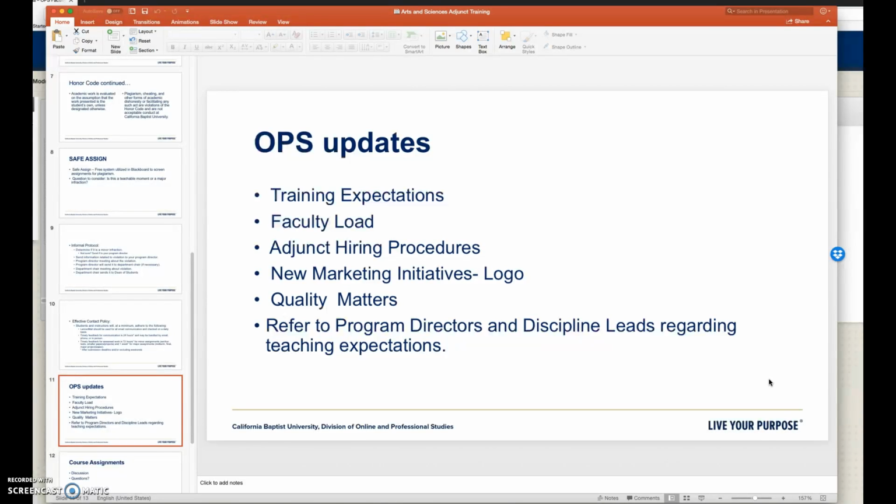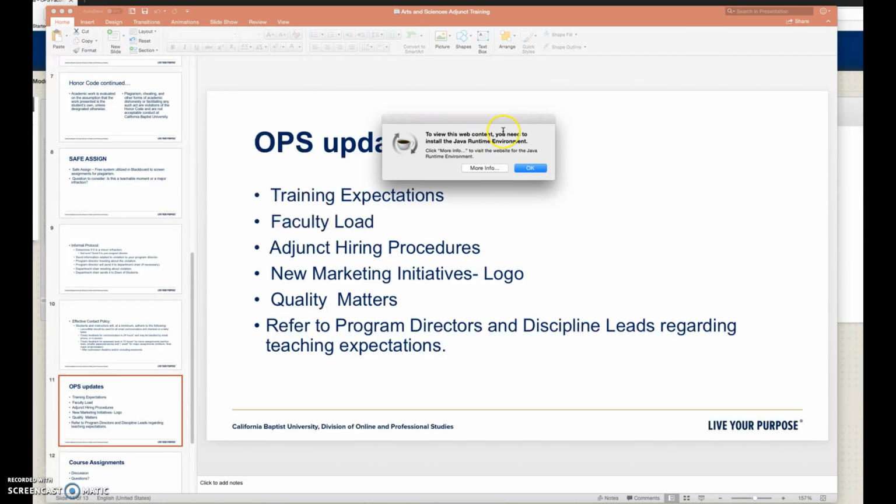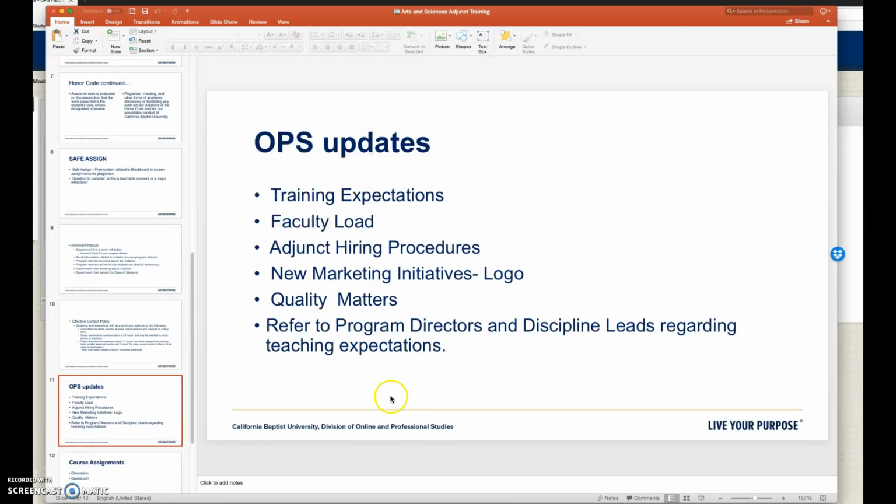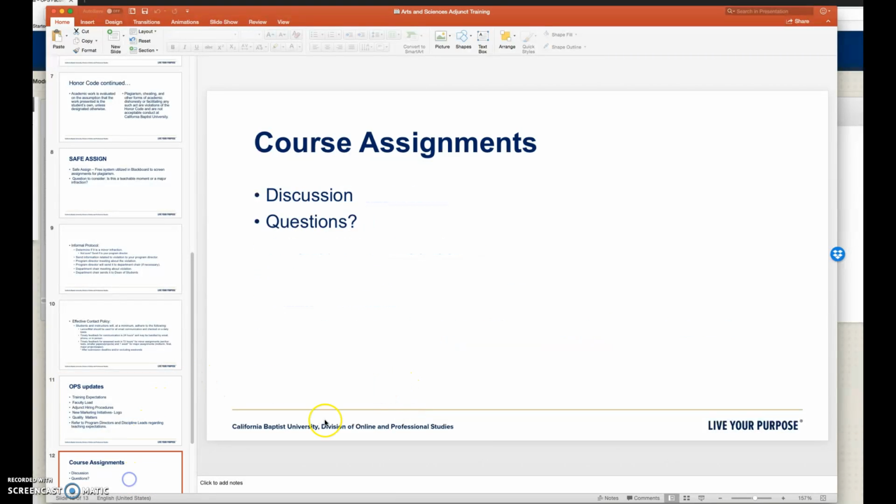So refer to program directors and discipline leads regarding teaching expectations. If you have any questions regarding that, your discipline leads, your program directors, and myself, we're here to help you in any way we can and to pray with you, or sometimes just to have you send an email to let us know about a situation. It's amazing how many of us have common situations, and those same problems seem to present themselves. So we can certainly offer some resources. Definitely don't ever feel like you're isolated. You do have plenty of help, and we're here to help you along with things.